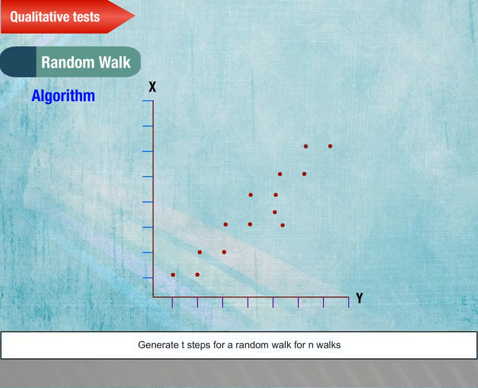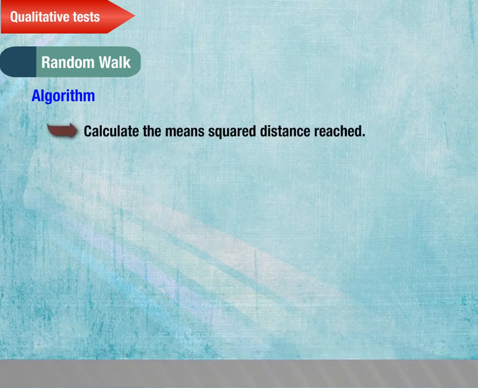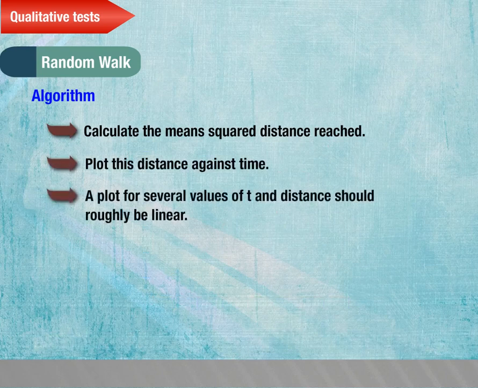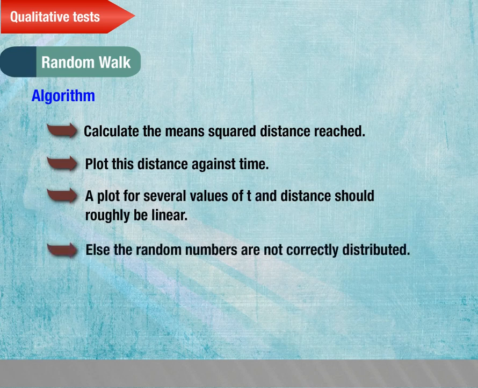Generate t steps for a random walk for n walks. Calculate the mean squared distance reached. Plot this distance against time. A plot for several values of t and distance should be roughly linear, else the random numbers are not correctly distributed.